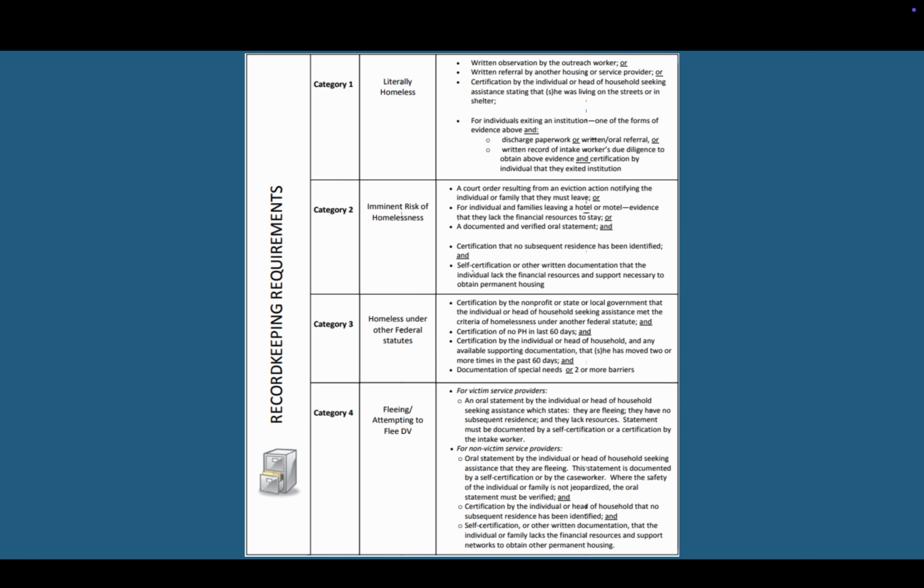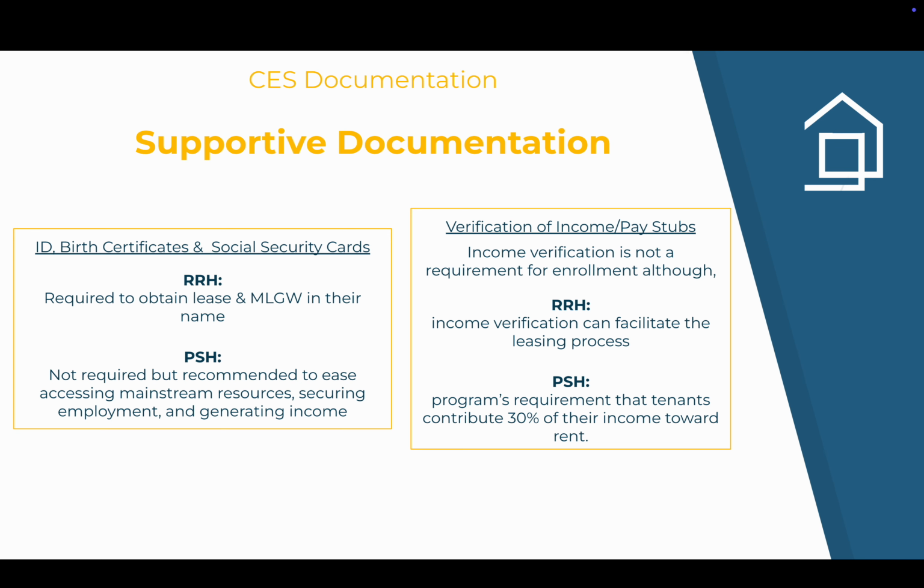And then here are the record keeping categories per HUD. Supportive documentation for each housing type. Rapid rehousing, your client must be able to obtain a lease and MLGW in their name. PSH does not require this, but it's always good to help guide them to places that can help them obtain these documents. Income verification is not a requirement for enrollment. However, for RRH, it can help with the leasing process. And for PSH, the tenant must contribute 30% of their income towards rent.